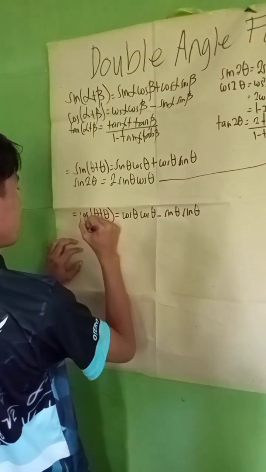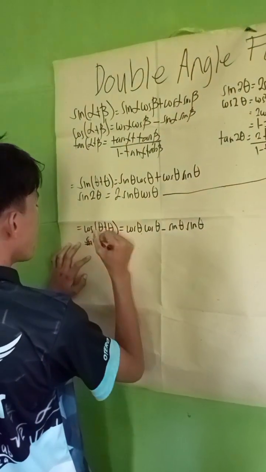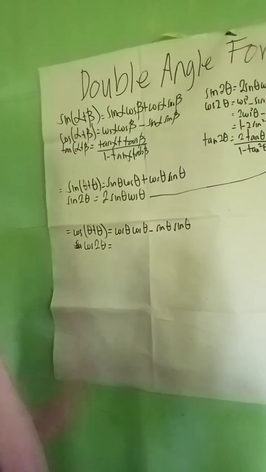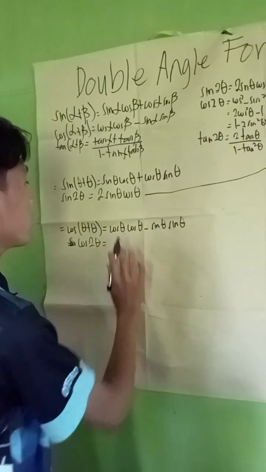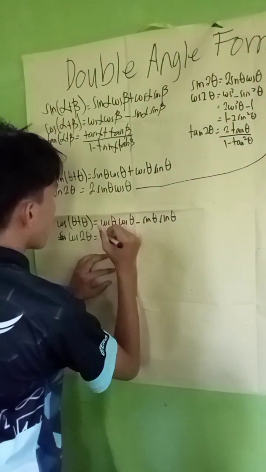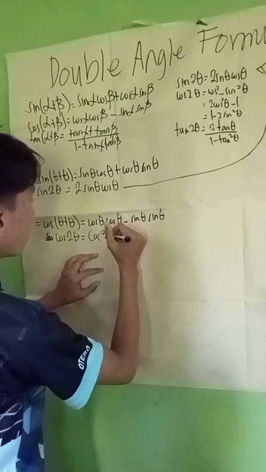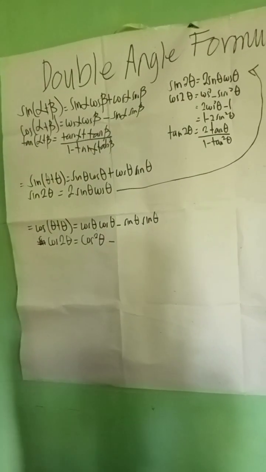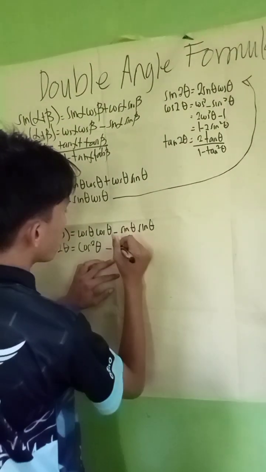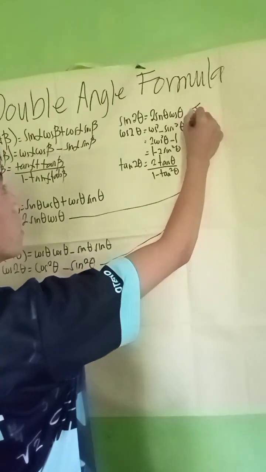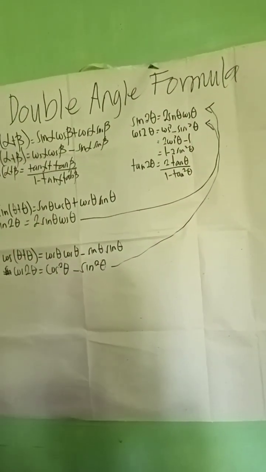So cos 2 theta is equal to cos theta times cos theta, which is cos squared theta, minus sine theta times sine theta, which is sine squared theta. So we have here the second formula of double angle.